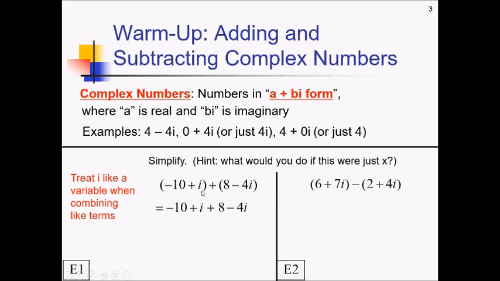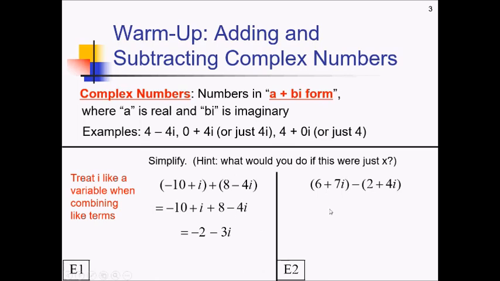So let's do the reals first. Negative 10 plus 8, that's going to add up to negative 2. And then i plus negative 4i, well, that's just going to be negative 3i. And this is the simplified answer to that. So now that we've got one of these under our belt, pause the video and try this next one out.